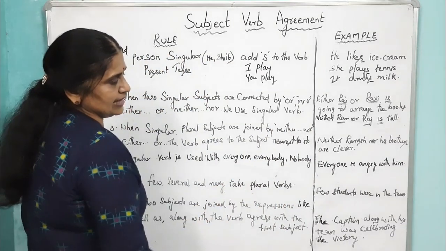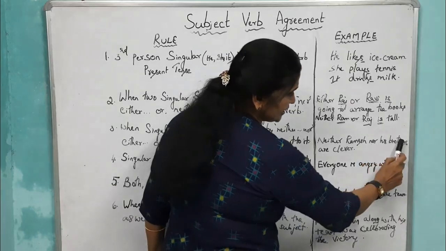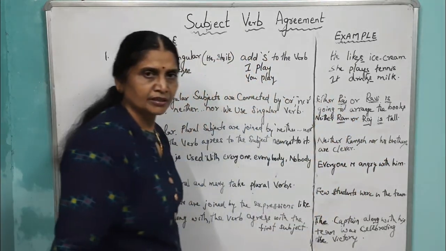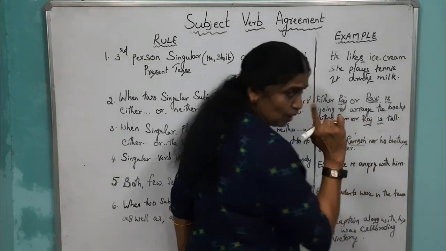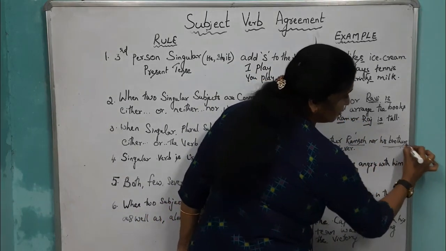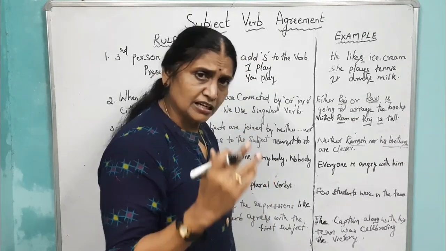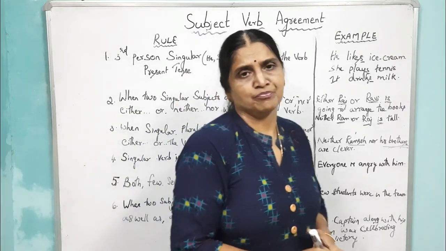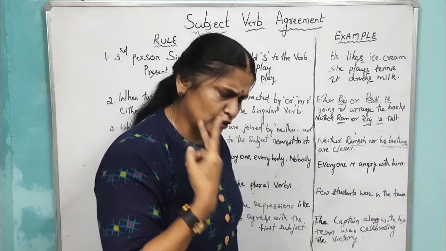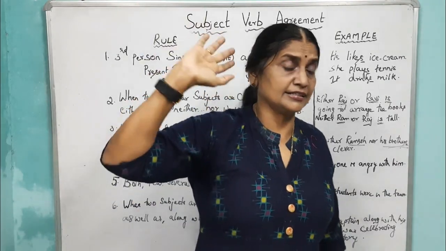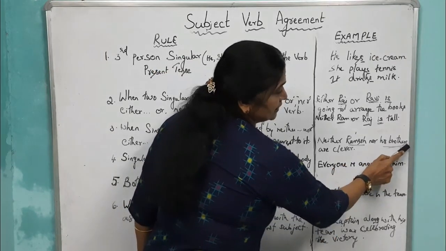But let's take another example. See, "Neither Ramesh nor his brothers are clever." Now here what is happening? Ramesh is singular, only one person. Now his brothers, many brothers, more than one, that's what you call plural. One means singular; more than one, it could be 2, 3, 4, etc., that you call plural. Now brothers, it's a plural.